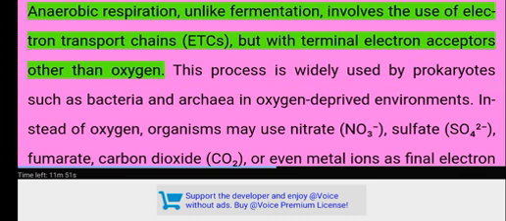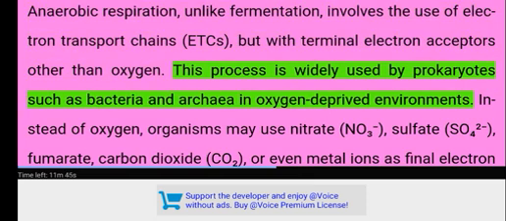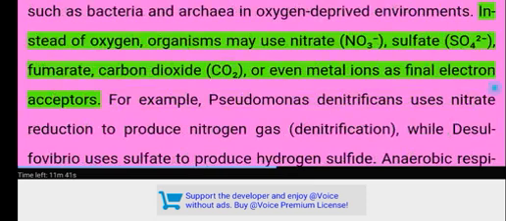Anaerobic respiration, unlike fermentation, involves the use of electron transport chains, ETCs, but with terminal electron acceptors other than oxygen. This process is widely used by prokaryotes such as bacteria and archaea in oxygen-deprived environments. Instead of oxygen, organisms may use nitrate, sulfate, fumarate, carbon dioxide, CO2, or even metal ions as final electron acceptors.